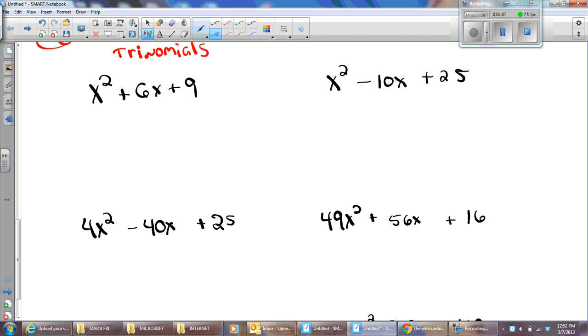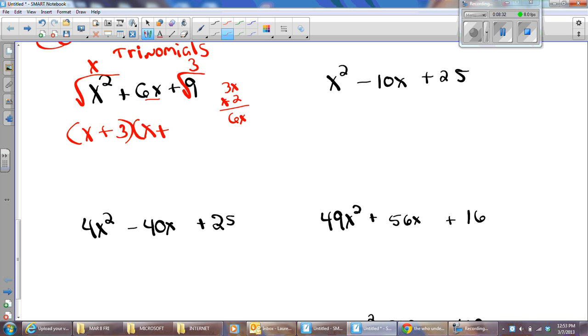Okay, first of all, we've got a trinomial. Is there a GCF hiding in here? No, I don't think so. Perfect square? Yep. 9, a perfect square? Yep. 3 times x, 3x. Doubled, 6x. It matches, doesn't it? Watch how simple this factors. Square root plus square root times square root plus square root.